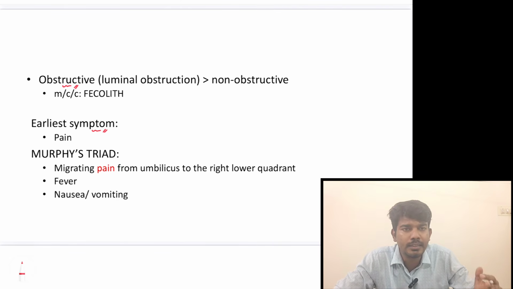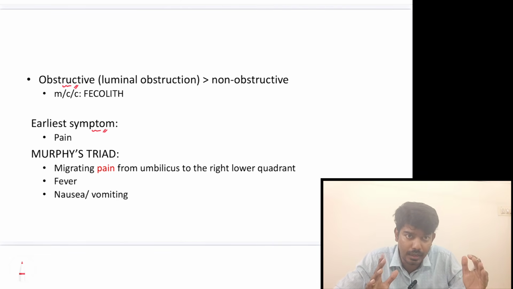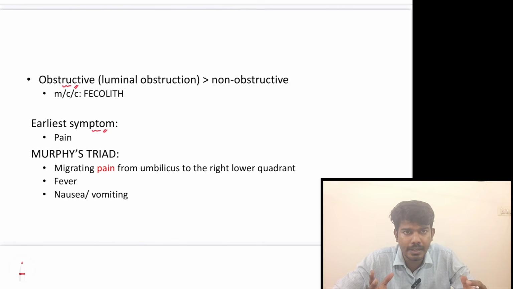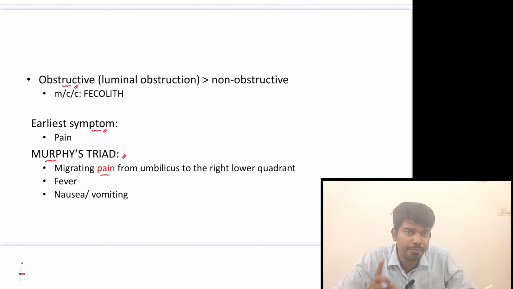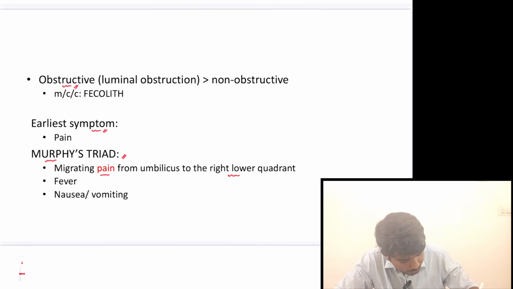The patient will say that he or she had pain in the umbilical region, and now is having pain in the right iliac fossa. So pain is the first symptom. Also there is a triad called Murphy's triad. Number one is pain, migrating from the umbilicus to the right lower quadrant.